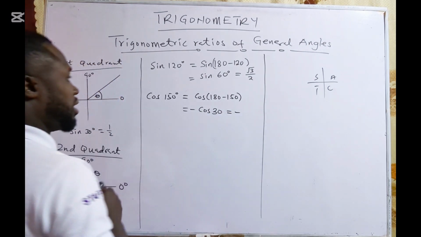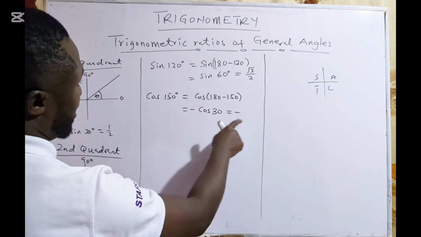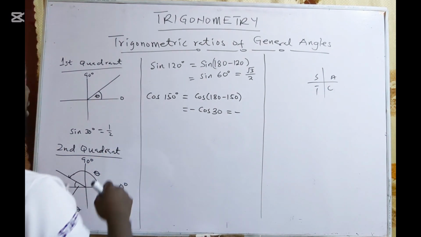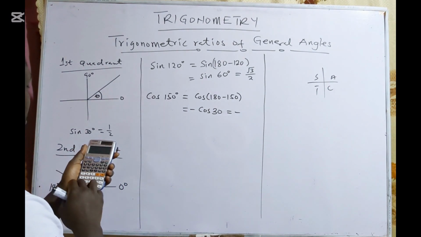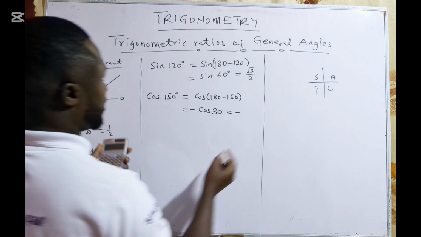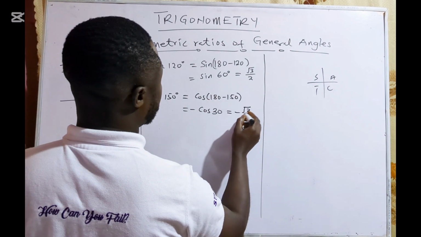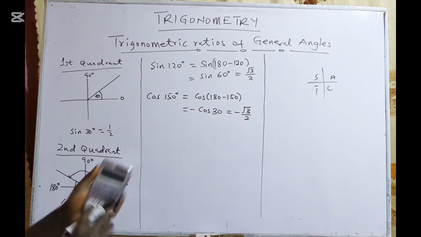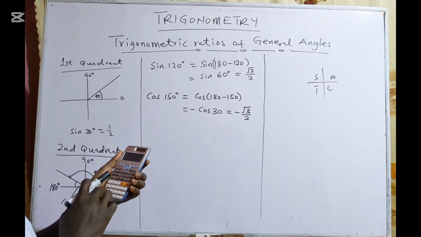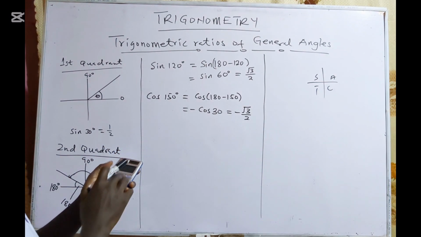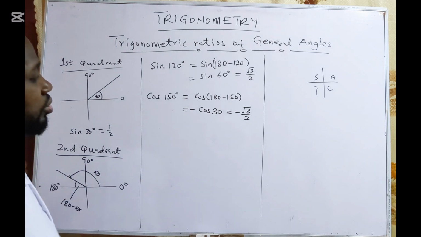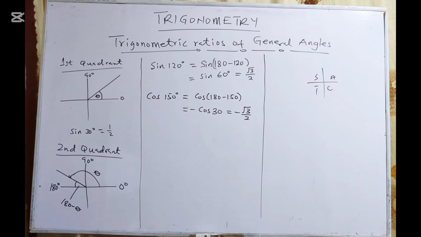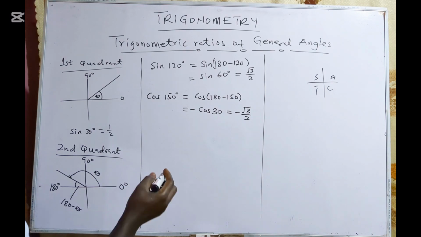So if I put cos 30, I will attach the negative, because cos is negative in the second quadrant. What is cos 30? That is also root 3 on 2, so that will become negative root 3 on 2. If you put cos 150 on the calculator, it will give me negative root 3 on 2. Is that okay? So let's go to the third quadrant.